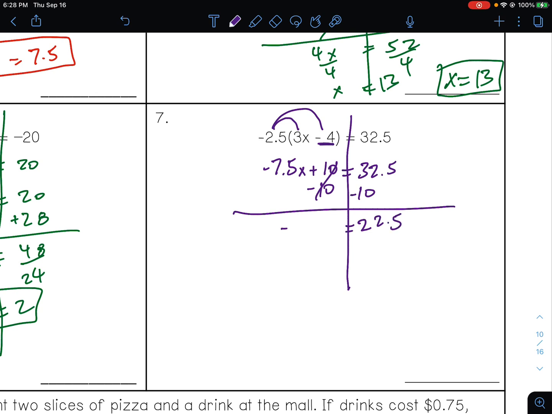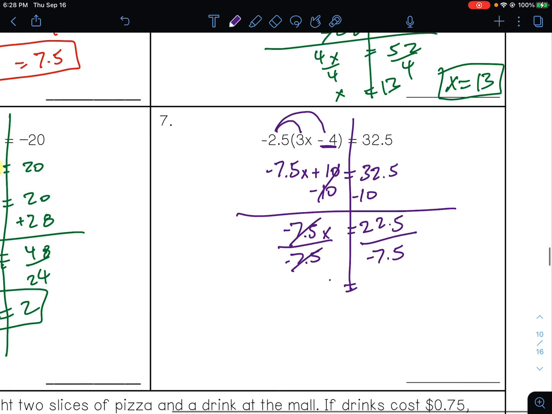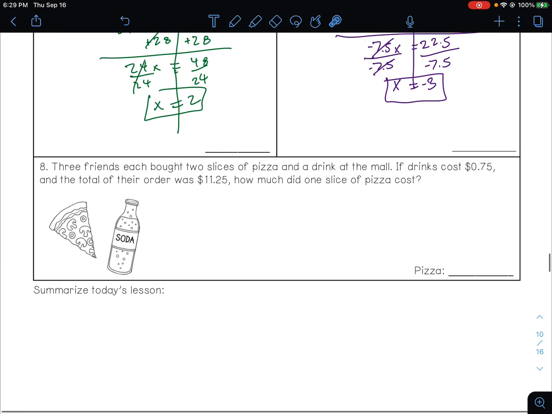Bring down the equal sign, negative 7.5x equals 22.5. Get rid of the negative 7.5 times by dividing by negative 7.5. That cancels. Divide this by negative 7.5, and I don't know that off the top of my head. Probably calculator work. Thank God I do have a calculator. x equals 3. Not 3, negative 3, because a positive number divided by a negative is going to get you a negative answer. All right, last question.